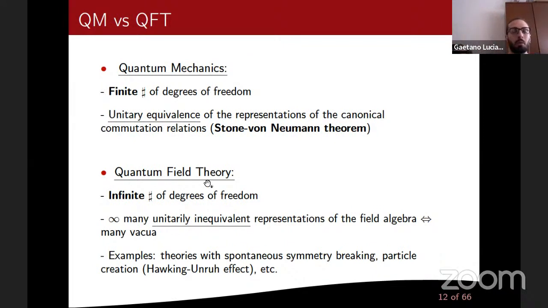But what happens in quantum field theory? In quantum field theory, again, we have fields. Fields are objects with infinite degrees of freedom. So this theorem does not apply anymore, does not hold anymore.